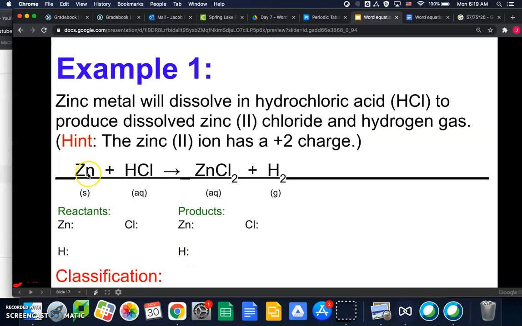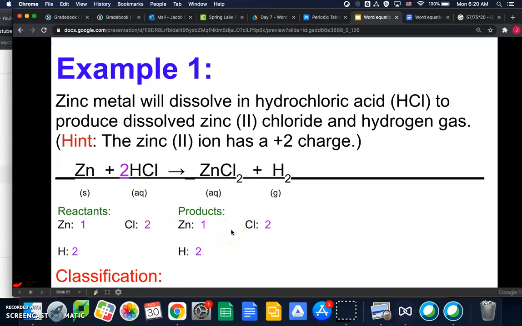I count 1 zinc, 1 hydrogen, 1 chlorine on this side. So 1, 1, 1. On this side, I count 1 zinc, 2 hydrogen, and 2 chlorine. So 1, 2, 2. We're going to fix that by adding a 2 in front of HCl here. And that's going to make it so that we have 2 hydrogen and 2 chlorine on this side. So now everything is the same.